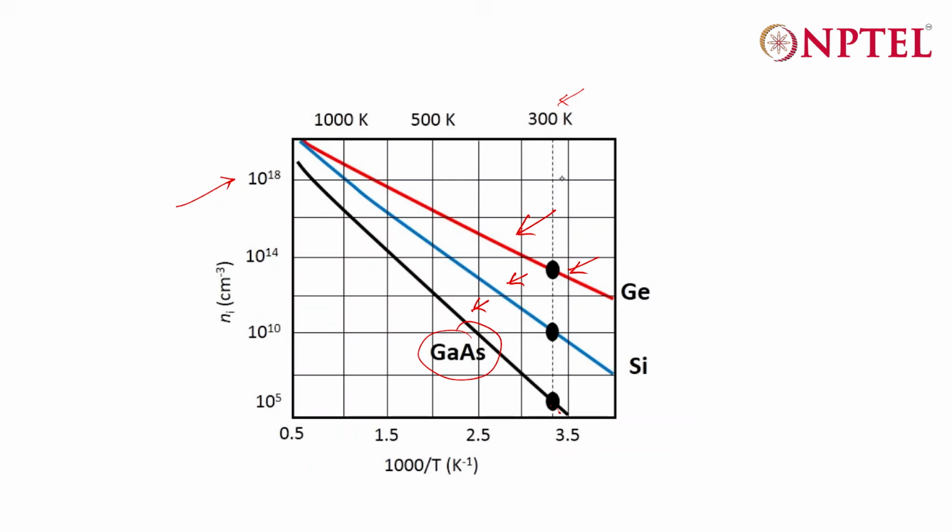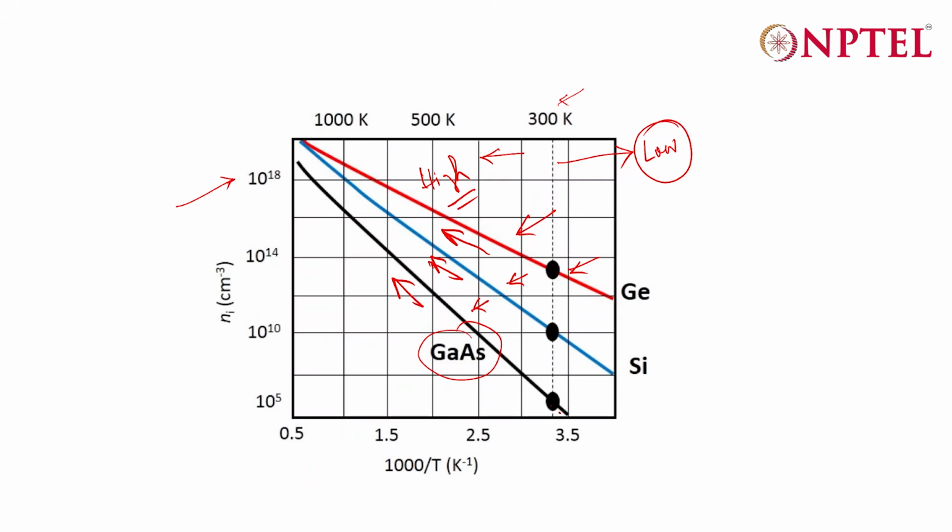Okay, and as I have said, if you go this side, it's low temperature. If you go that side, it's high temperature. So as you increase the temperature, carrier concentration increases.